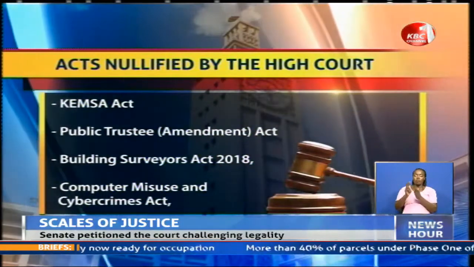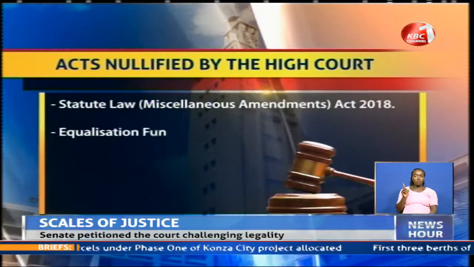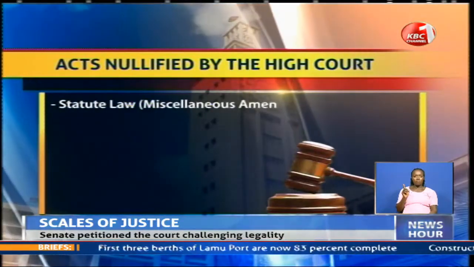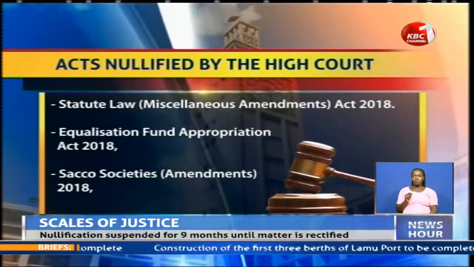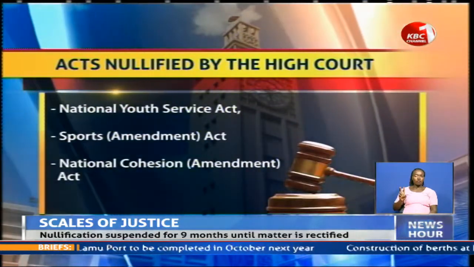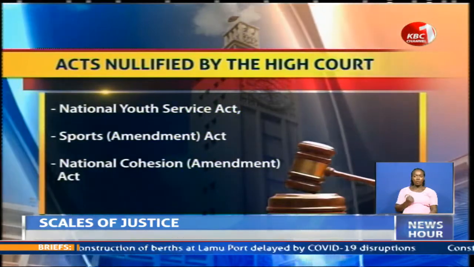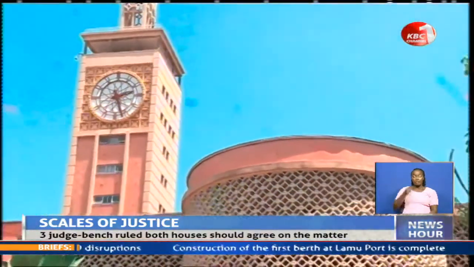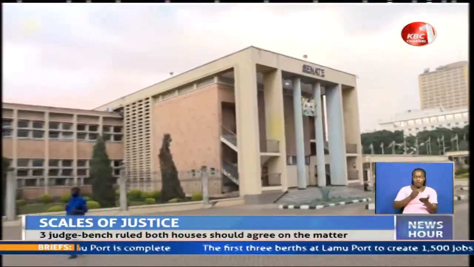Other proposed legislation nullified include the Public Trustee Amendment Act, the Building Surveyors Act of 2018, Computer Misuse and Cybercrimes Act of 2018, and the Statute Law Miscellaneous Amendments Act of 2018, Equalization Fund Appropriation Act of 2018, the Sacco Society Amendment Act number 16 of 2018, National Youth Service Act number 17 of 2018, the Sports Amendment Act number 7 of 2019, and the National Cohesion and Integration Commission Amendment Act of 2019. The judges further directed that both houses of parliament should be involved in approving bills touching on devolution and counties.